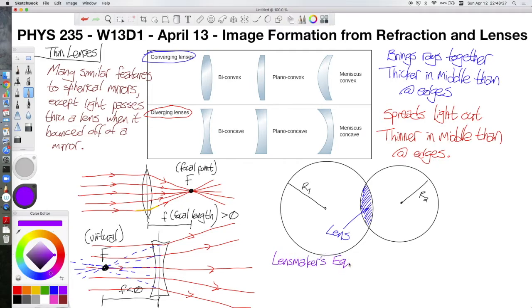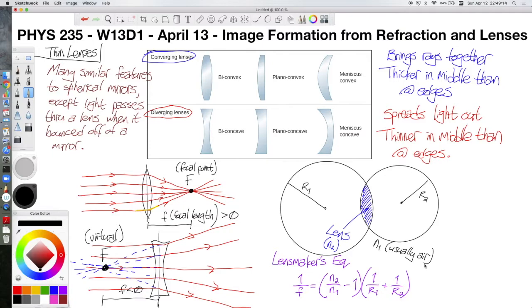The lensmaker's equation states that 1 over the focal length of this lens is equal to the index of refraction of the lens divided by the index of refraction of the surrounding material, usually air, minus 1. That whole thing times quantity 1 over R1 plus 1 over R2. And I just want to clarify a couple of the n values here. The lens itself, that is your n2 value, and the surrounding material is n1. So usually we have our lenses in air, so n1 is just going to be 1.